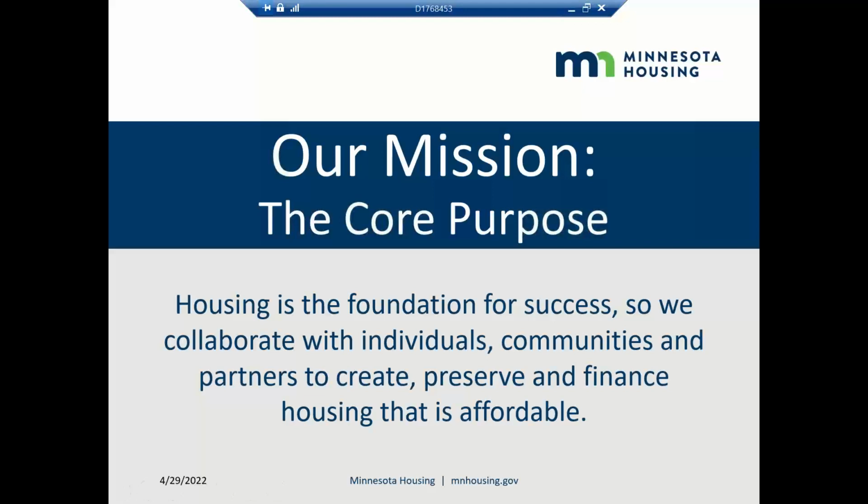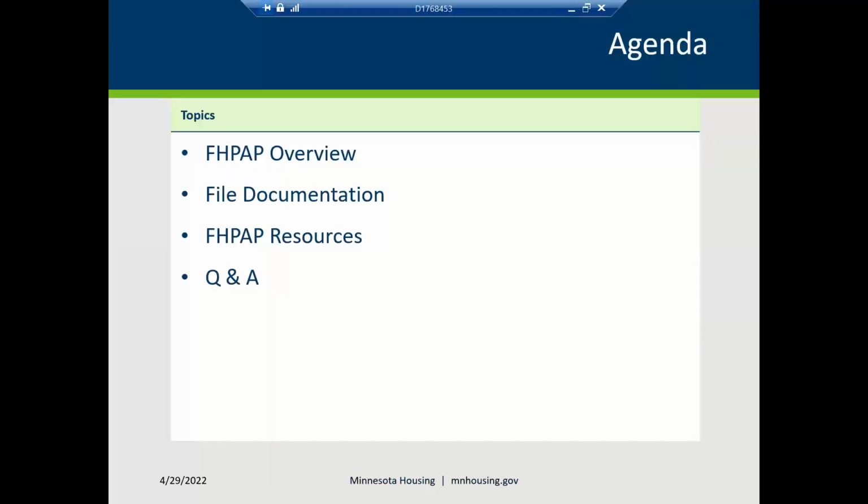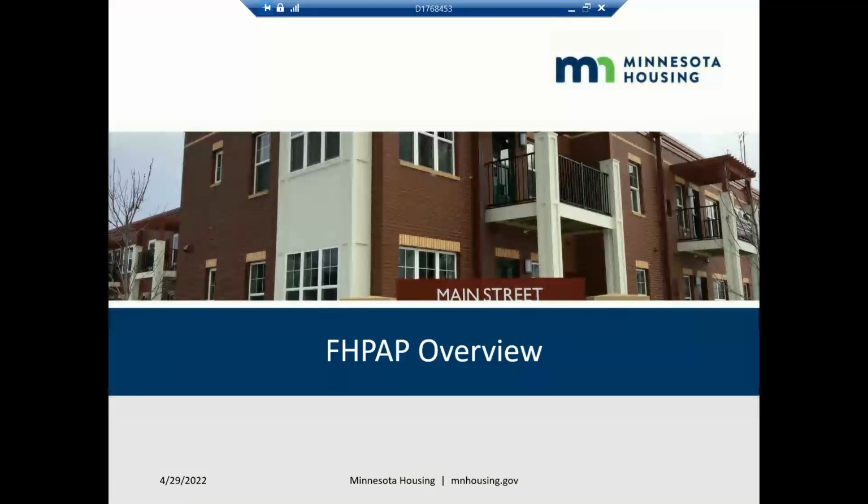Our mission: housing is the foundation for success, so we collaborate with individuals, communities, and partners to create, preserve, and finance housing that is affordable. And then I'm going to start with doing an FHPAP overview, and then we'll go through the file documentation. And we'll talk a little bit more about FHPAP resources for the program, and then we'll have some time for questions as well. And we'll start with the FHPAP overview.